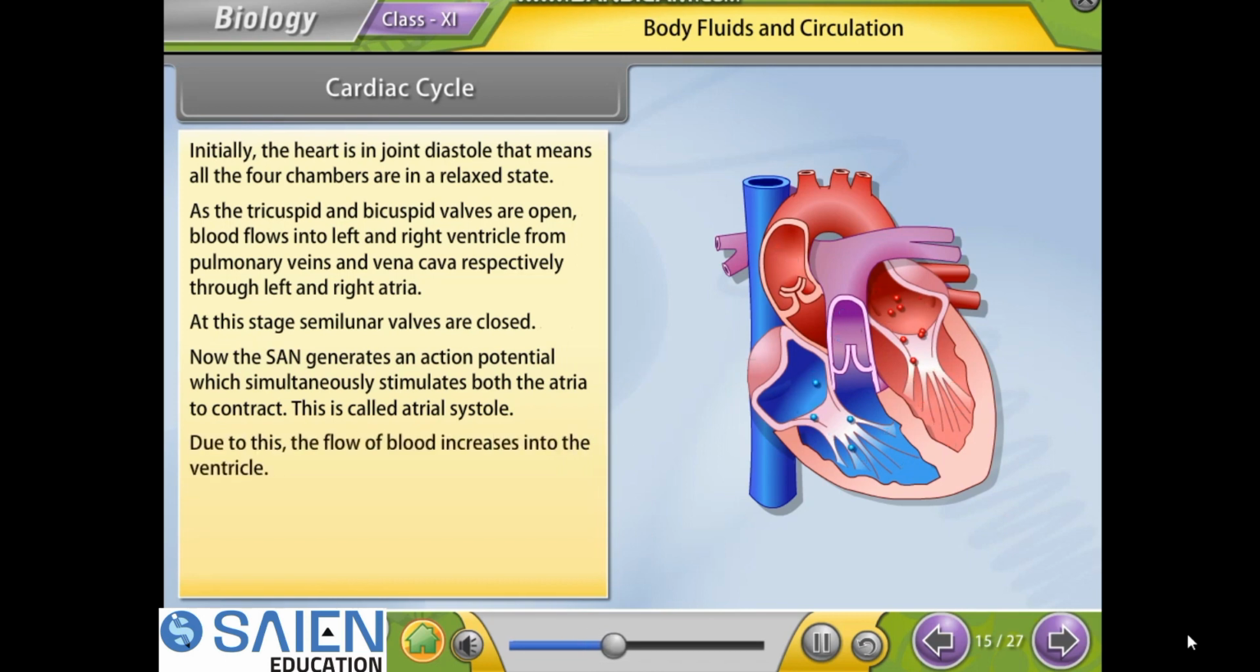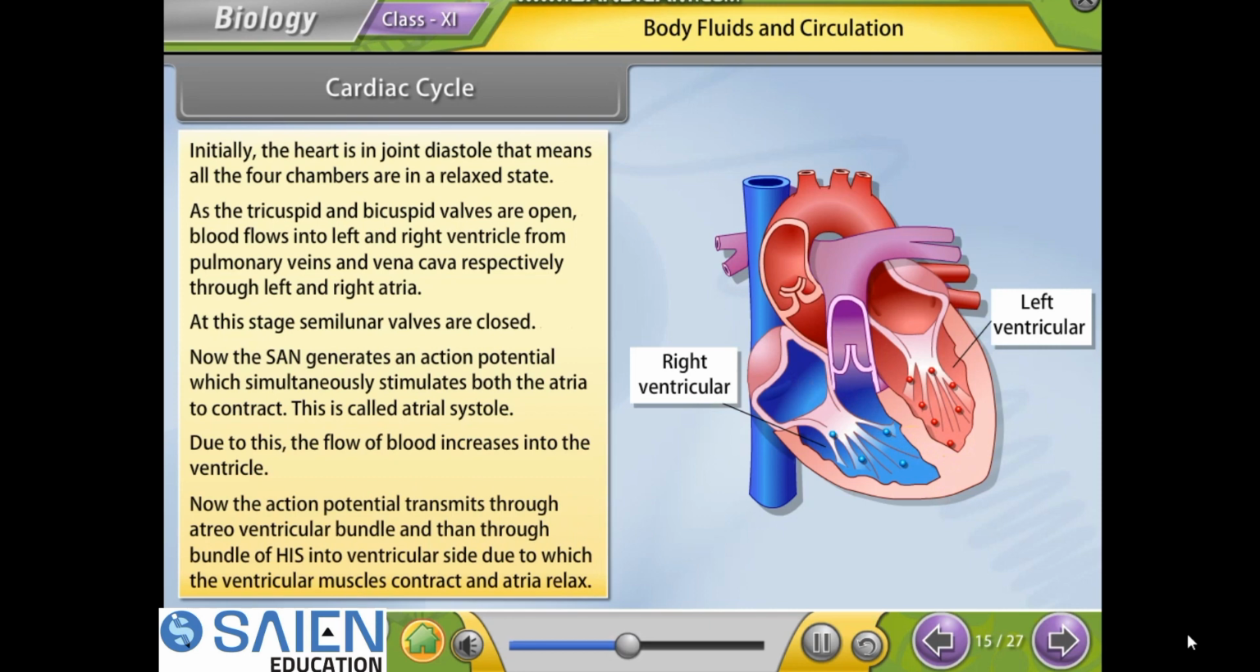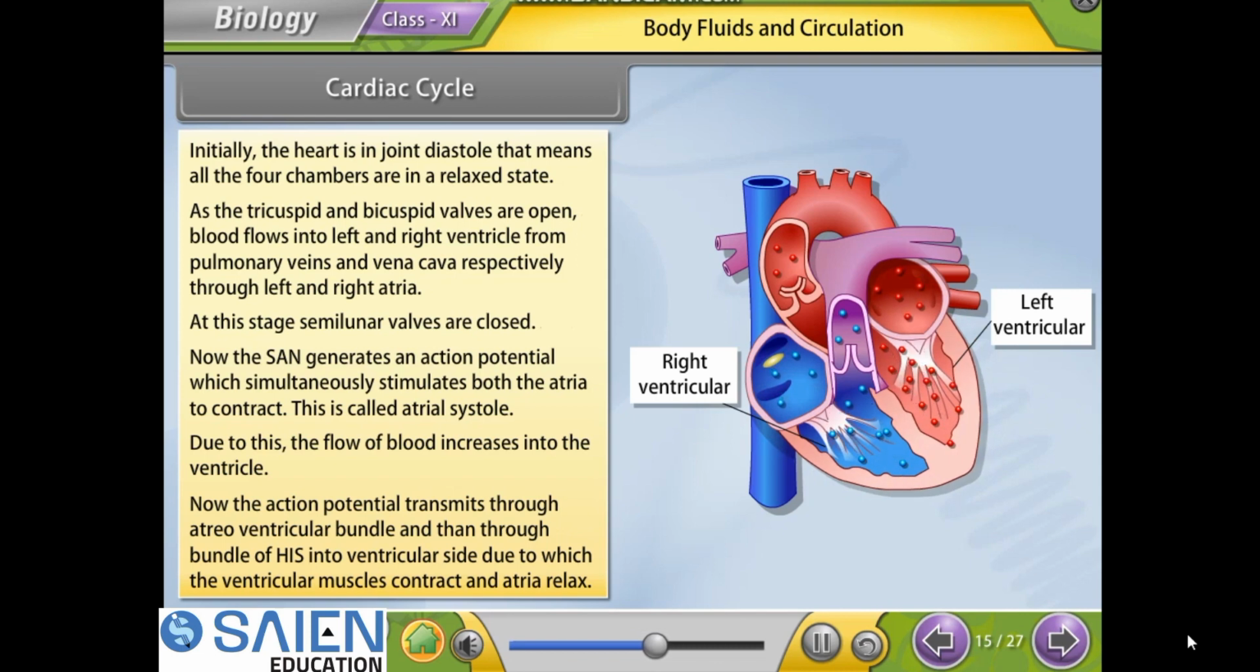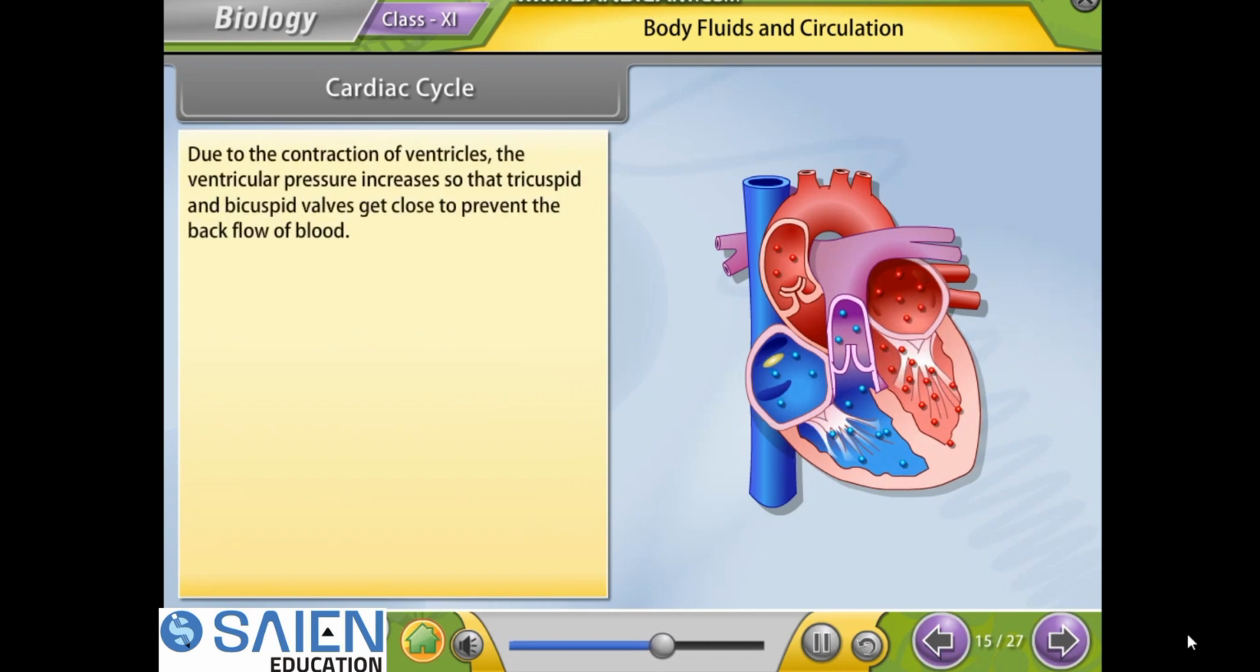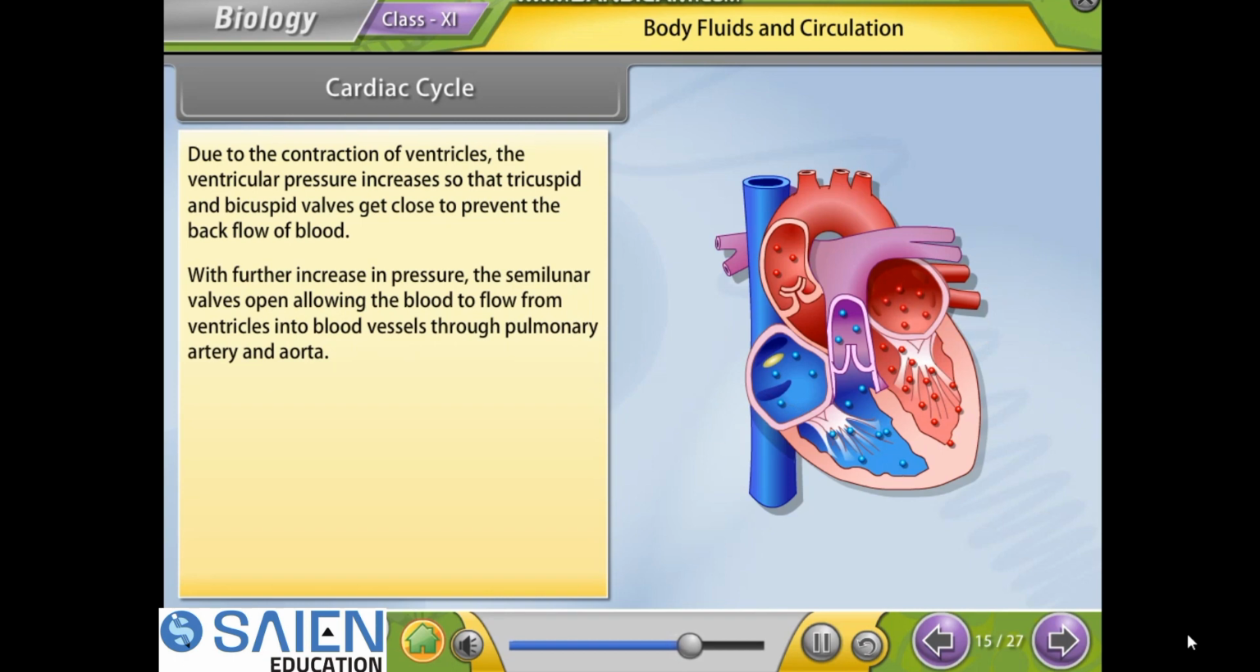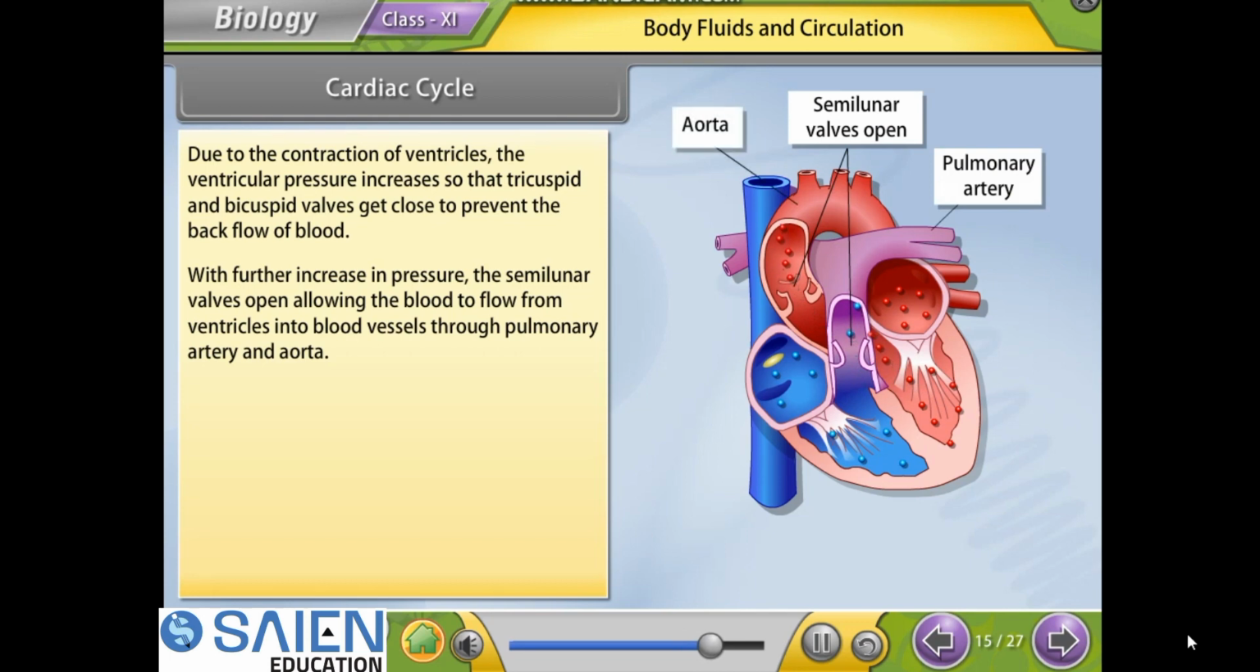Due to this, the flow of blood increases into the ventricle. Now the action potential transmits through the atrioventricular bundle and then through the bundle of HIS into the ventricular side, due to which the ventricular muscles contract and atria relax. Due to the contraction of ventricles, the ventricular pressure increases so that tricuspid and bicuspid valves get closed to prevent the backflow of blood. With further increase in pressure, the semilunar valves open, allowing the blood to flow from ventricles into blood vessels through the pulmonary artery and aorta.